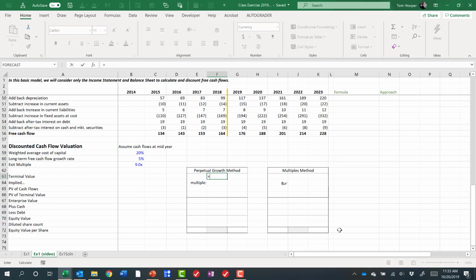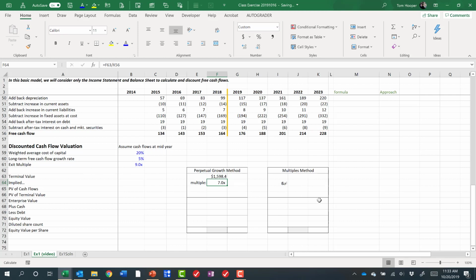Terminal value is equal to that final cash flow in the perpetual growth method times 1 plus the rate at which we think it will grow after that, divided by WACC minus the rate it will continue to grow after that. That would work out to a multiple of about 7 times, which isn't quite as big as the exit multiple we're going to assume over here on the other method.